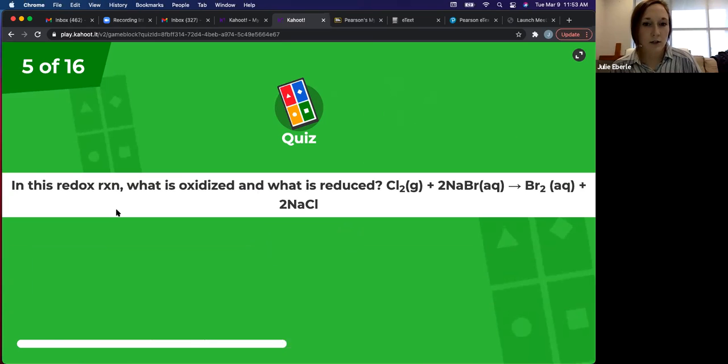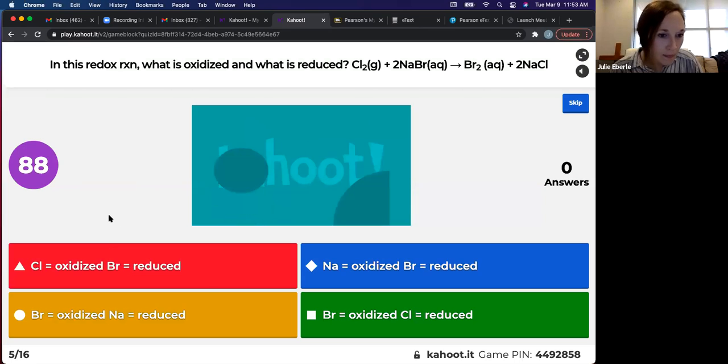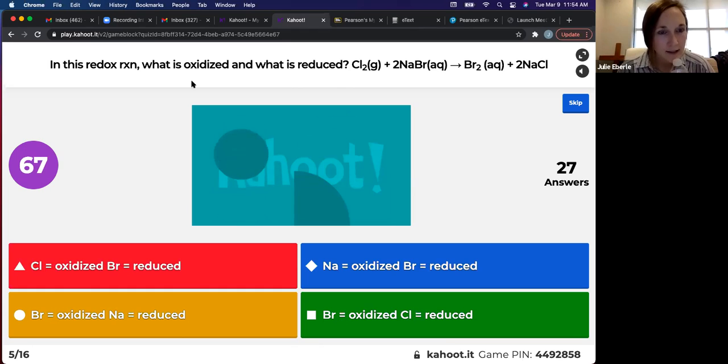In this redox reaction, what is oxidized? What is reduced? You've got a minute and a half here, so don't rush unless you're trying to be first. Some of y'all are just guessing. Remember OIL RIG. I see chlorine by itself, sodium bromide, and then I see bromine by itself and sodium chloride. When something's by itself, remember what kind of oxidation number you give it.